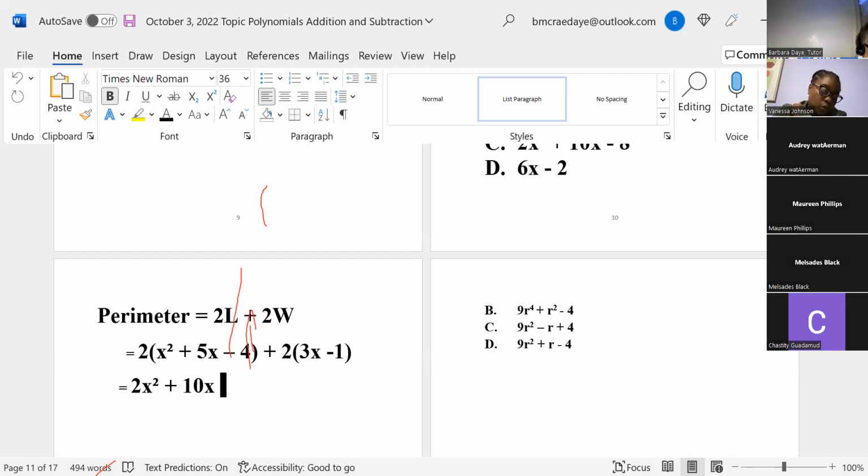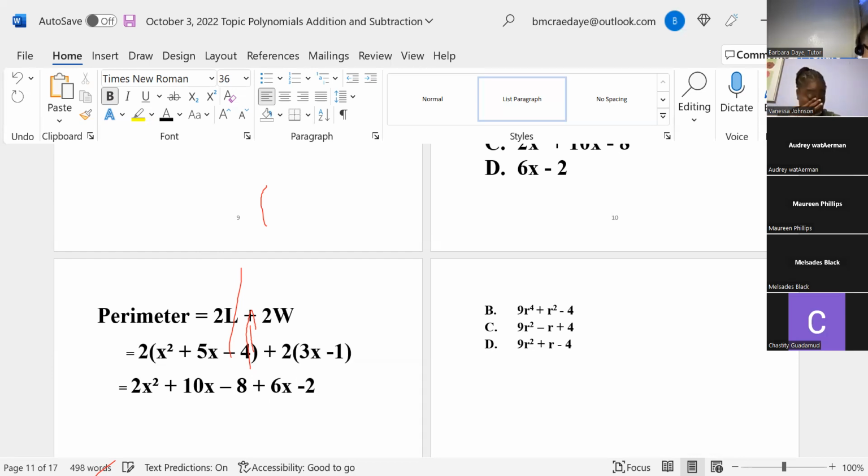Yeah, 2 times negative 4 is negative 8. Negative 8, that's right. Okay, and now let's go to your next multiplication. 2w, and 2 times 3x is what, Audrey? 6x. That's it, plus 6x. Okay, and 2 times minus 1, Audrey? Negative 2.